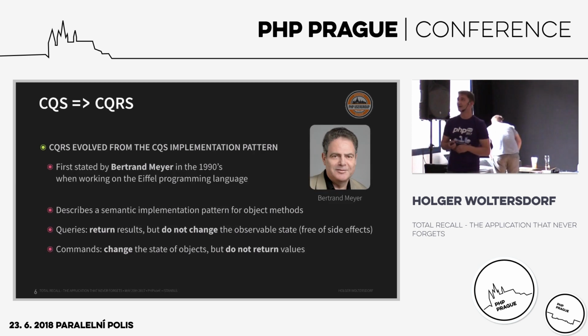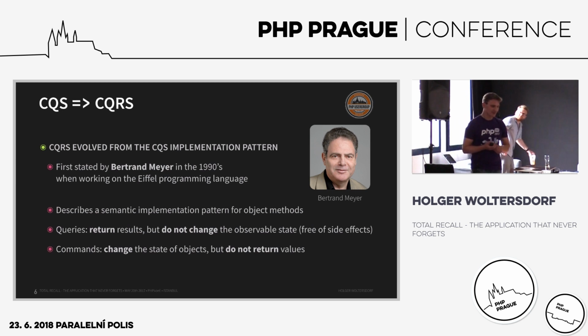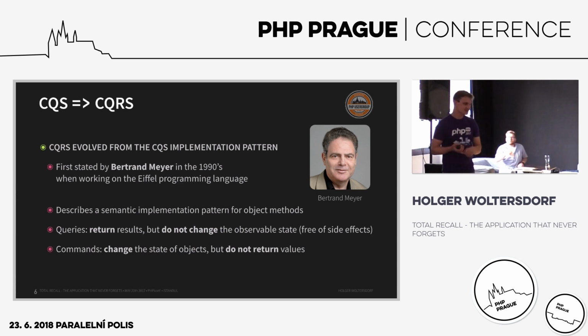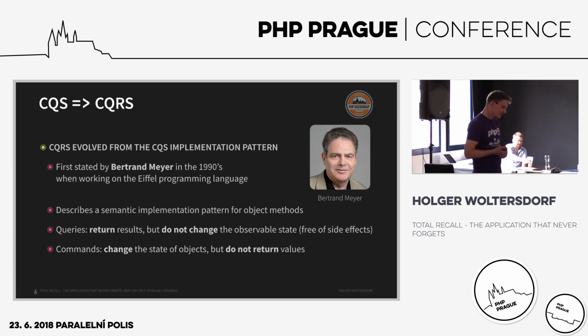CQRS evolved from the CQS pattern. The command query separation implementation pattern was first stated by Bertrand Meyer in the 90s. He was working on the Eiffel programming language, very old stuff. CQS describes a semantic implementation pattern for object methods: queries return results but do not change anything, and commands change the object state but do not return anything.